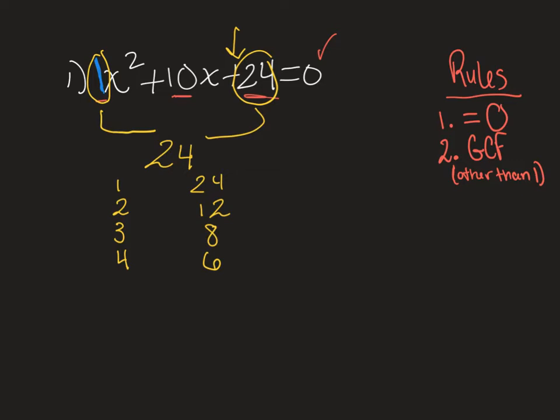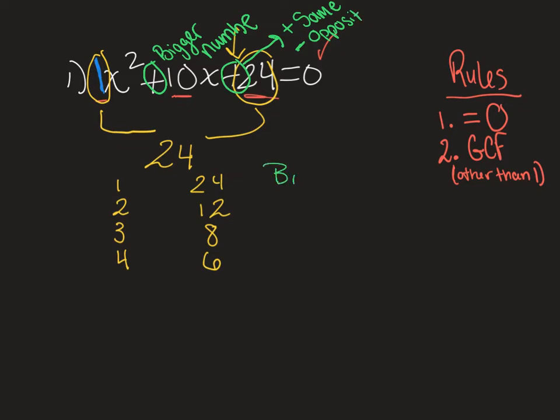So now we're going to talk about our signs. When we look at our signs, we're going to look at our original equation. This one right here is always the sign on the bigger number of our factors. And the sign at the end is one of two things. If it's a plus, then the signs on the numbers are going to be the same. And if it's a minus sign, then they're going to be opposite.